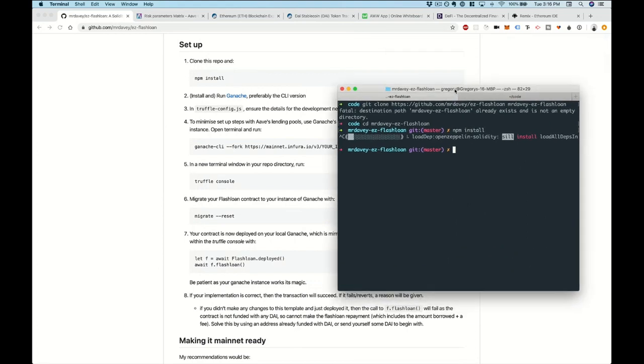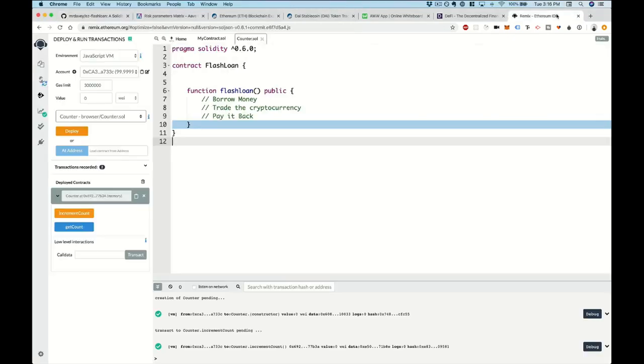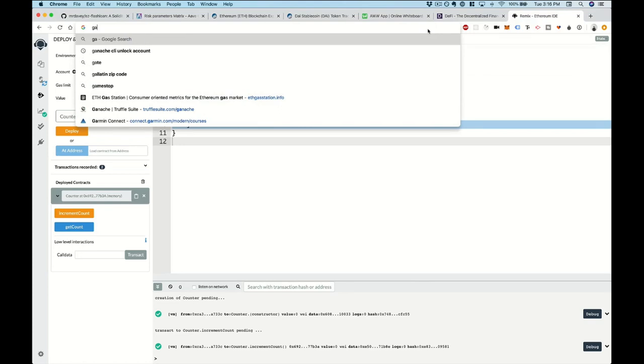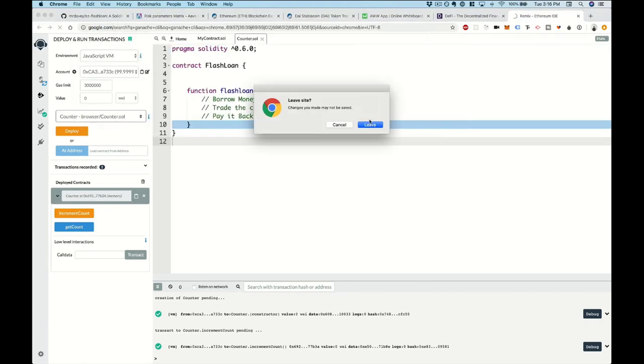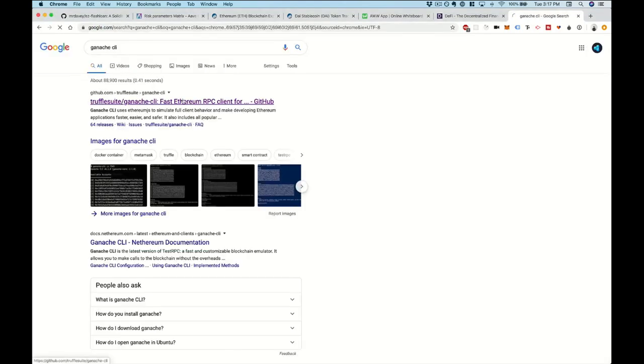Next, you want to make sure you have Ganache CLI installed. So what is that? Essentially, it's a command line version of the Ganache personal blockchain. I'll show you how to install it.